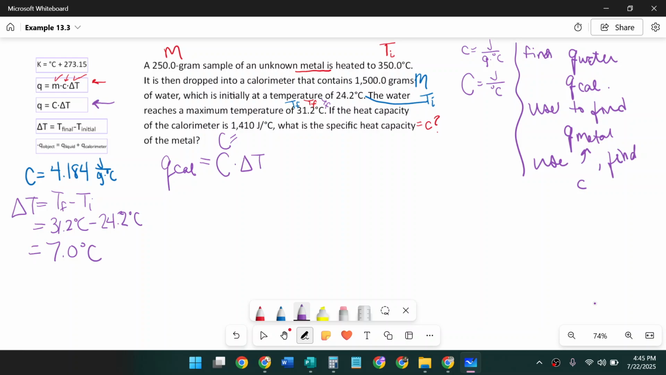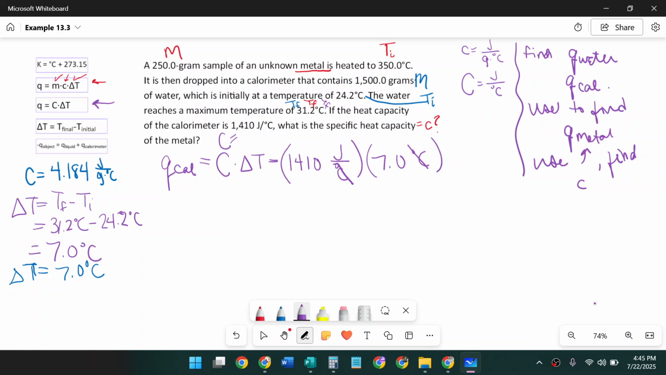Your calculator will probably just tell you 7 if you type those two in, or if you did it in your head, you might just be like, oh, 31 minus 24, 7. But remember, we have to keep precision with significant figures. Since they're both to the tenth place, when we subtract them, the answer is to the tenth place. And that is also our change in temperature for our water. So we're going to keep that in mind. Now we can plug stuff in. They told us 1410 joules per degree Celsius. And then we just found our change in temperature, 7.0 degrees Celsius. Our units will cancel.